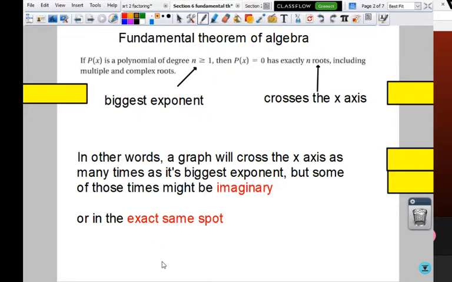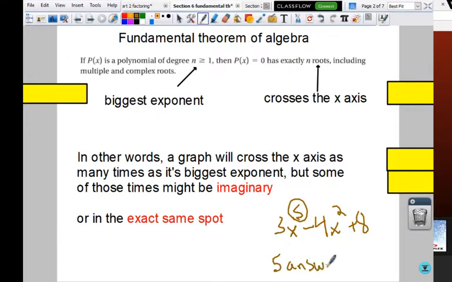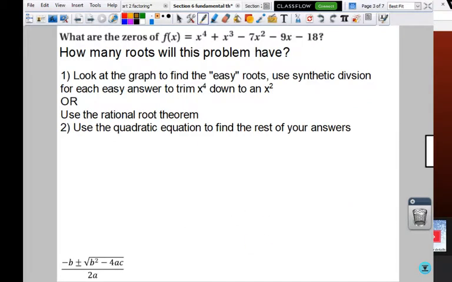So let me give you a quick example. If I have 3x to the 5th minus 4x squared plus 8, how many answers am I going to have? What's my biggest exponent? 5. That means I'm going to have 5 answers. What if it's an exponent like 6,000? The fundamental theorem of algebra says you're going to have as many answers as your biggest exponent. So if I have 3x to the 5th as my biggest exponent, I'm going to have 5 answers.